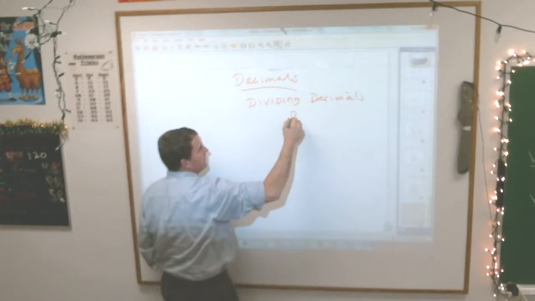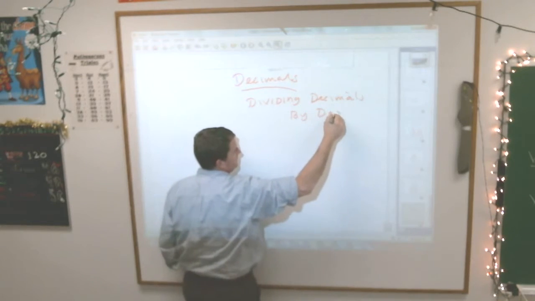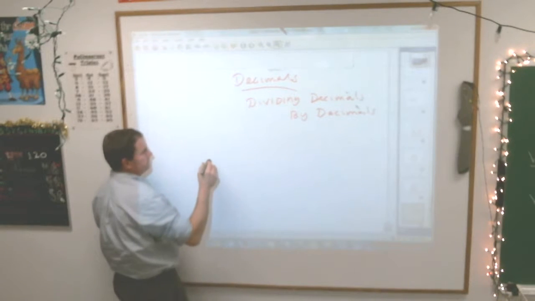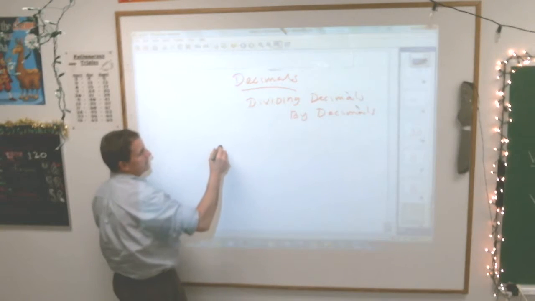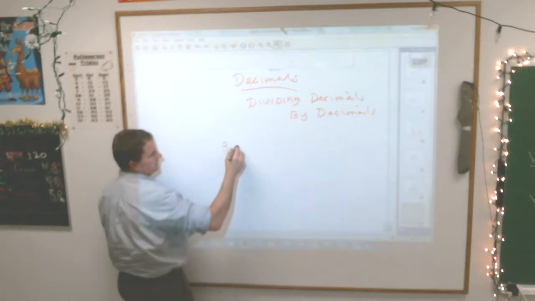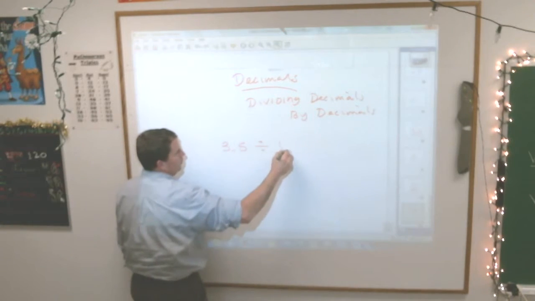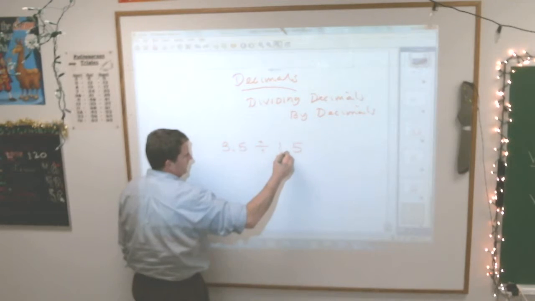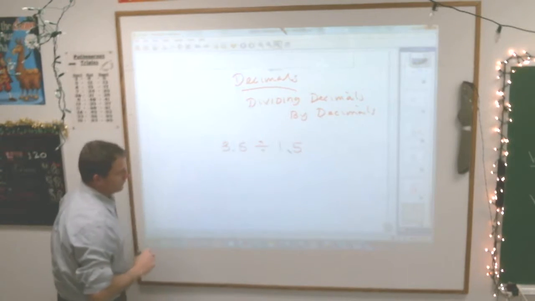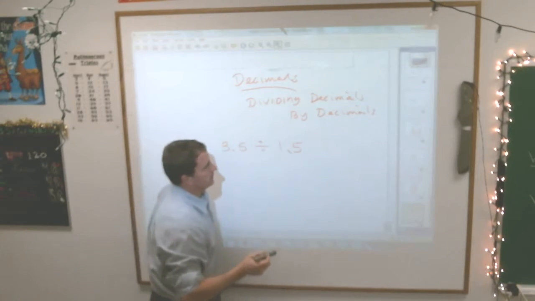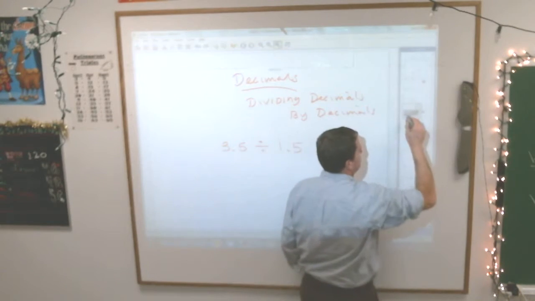Dividing decimals by decimals, which would look a little like this. I don't know, 3.5 divided by 1.5. Now, first things first, children, let me go on record as warning you.